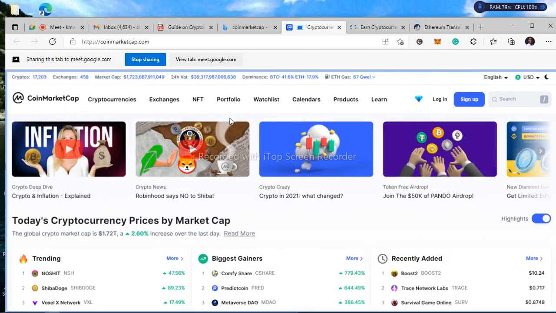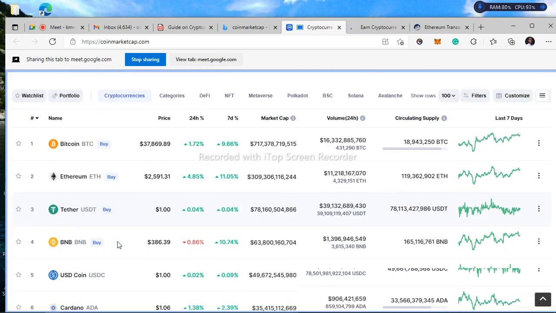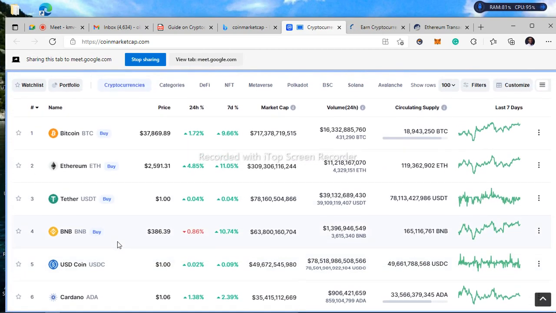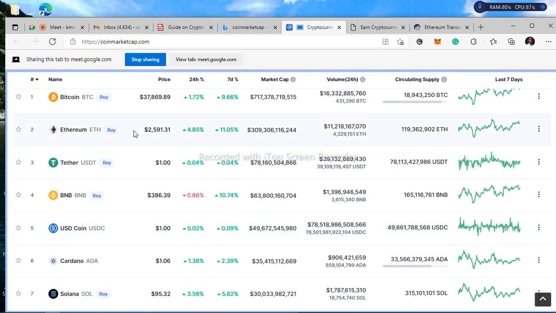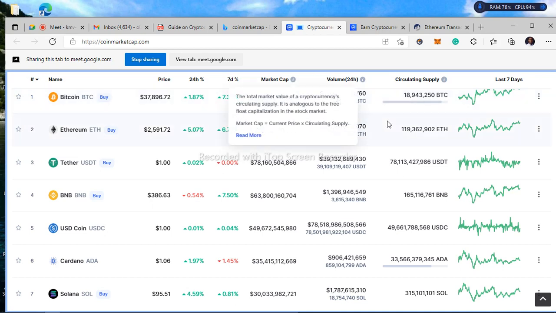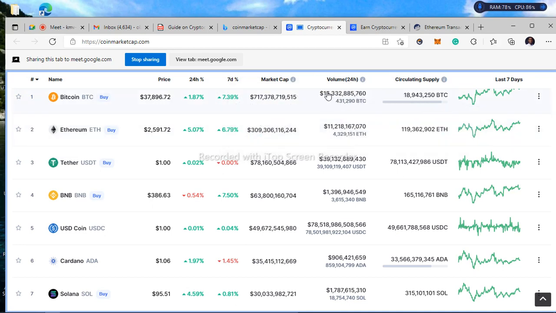So this CoinMarketCap is a tool used in tracking prices of cryptocurrencies. Now Bitcoin, you can see the current price of Bitcoin, the 24 hours movements. In 24 hours, it has moved just 1.8%. The 7 days movement has been over 7%. The market cap is 717 billion dollars, and the volume in 24 hours is over 16 billion.